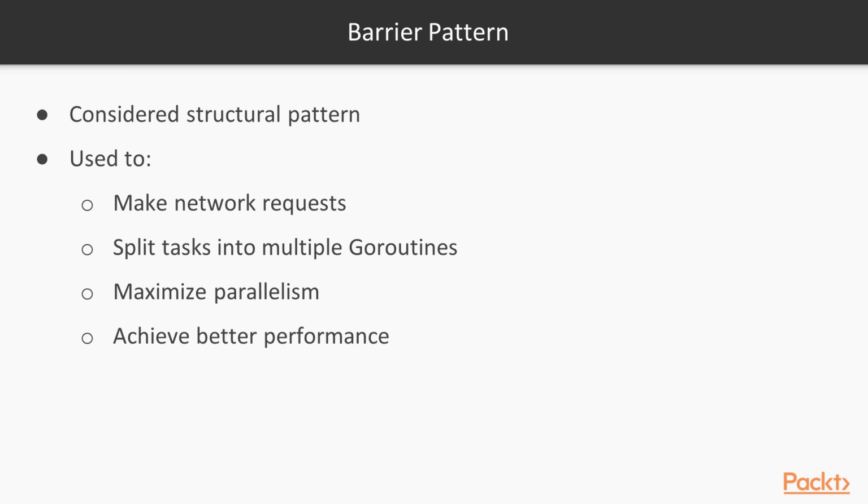It could be considered a structural pattern, as you can imagine. The barrier pattern is not only useful to make network requests, we could also use it to split some tasks into multiple goroutines. For example, an expensive operation could be split into a few smaller operations, distributed in different goroutines to maximize parallelism and achieve better performance. In this video, we understood the barrier pattern successfully.